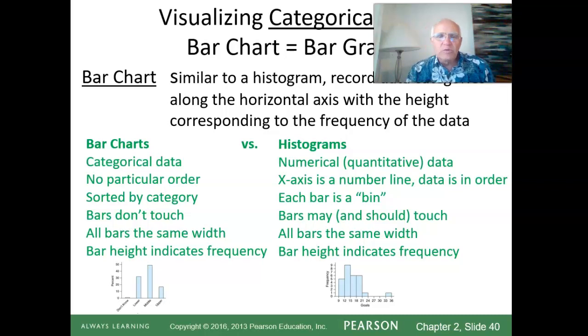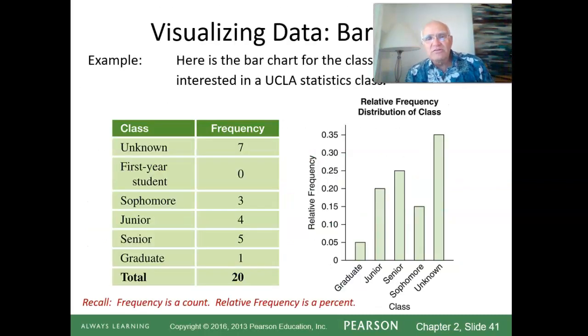Versus the histogram, where we've got a continuous scale, and we're dividing it into bins, so we can see what the shape of the distribution is. So shape is not the issue so much on the bar chart as much as what we can learn by looking at the magnitude of the bars. So here's an example.